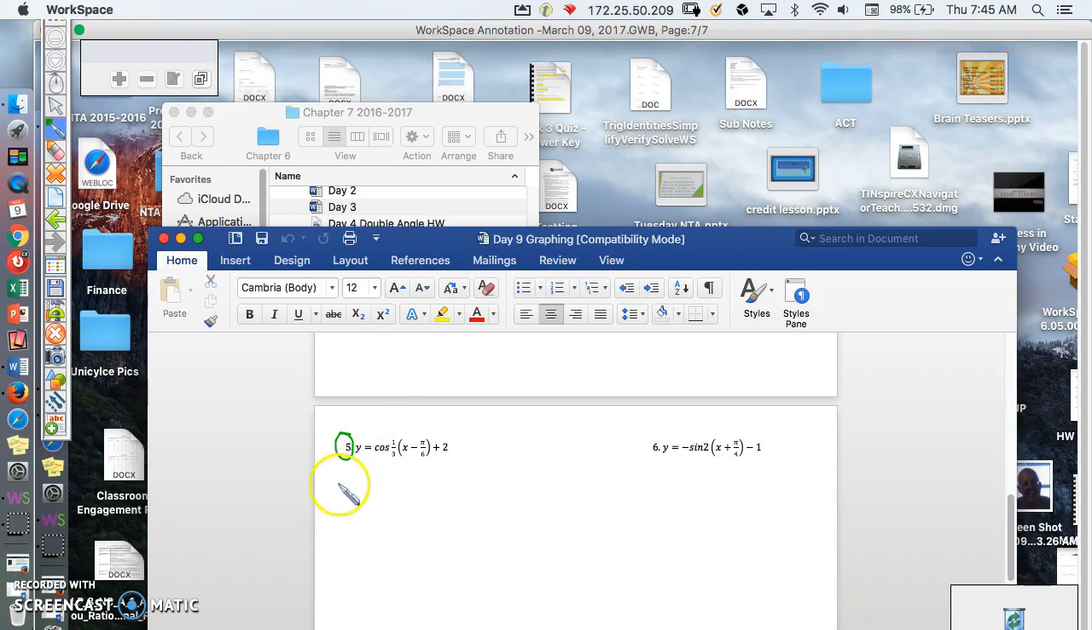So if we take a look at this one, our A is 1, our B is 1/3, so that means our period is 2 pi over 1/3. So 2 pi times 3 over 1, so that's 6 pi. So yes, we needed to switch this right here to 3 pi over 2. And I think that was it on that one.